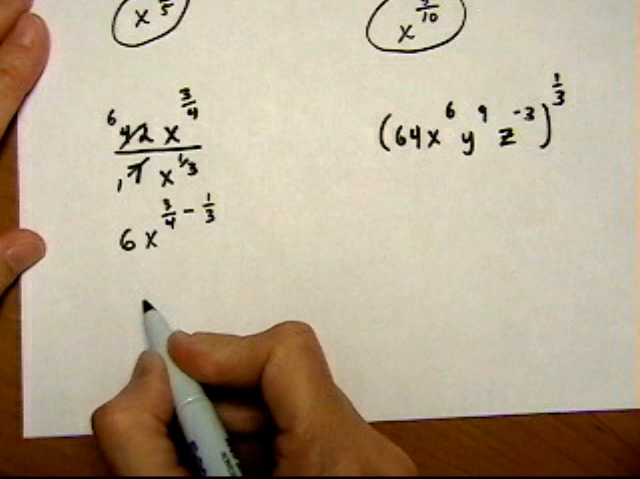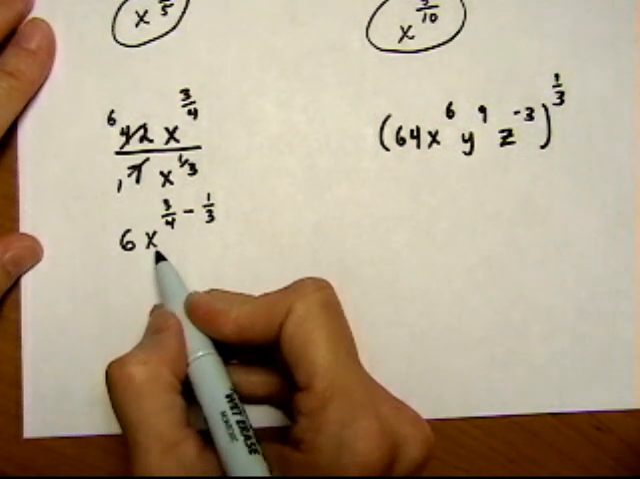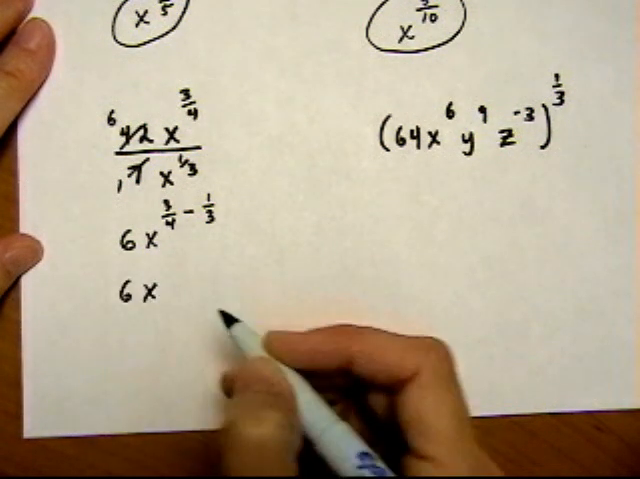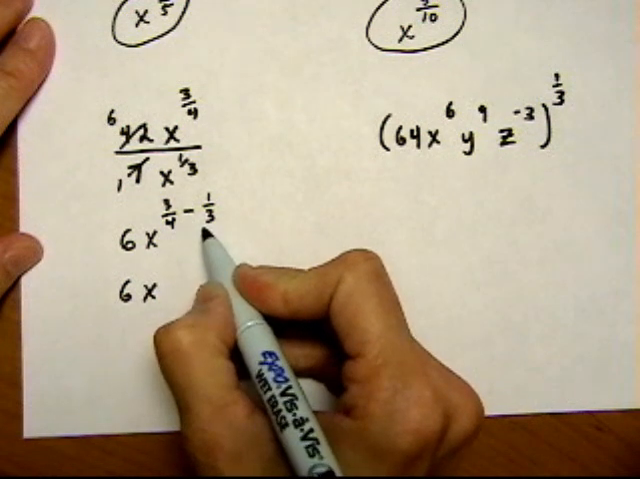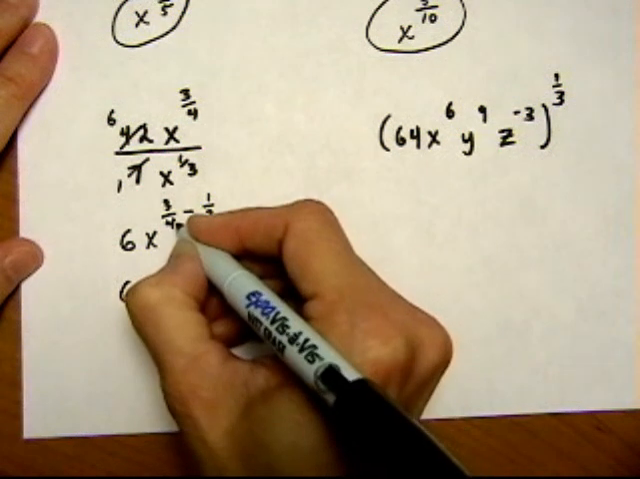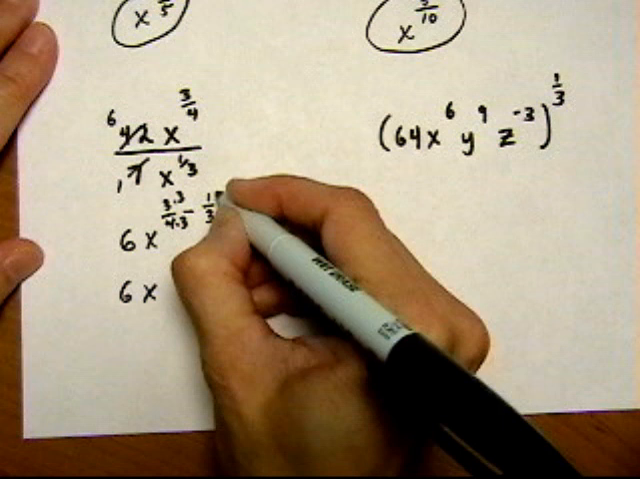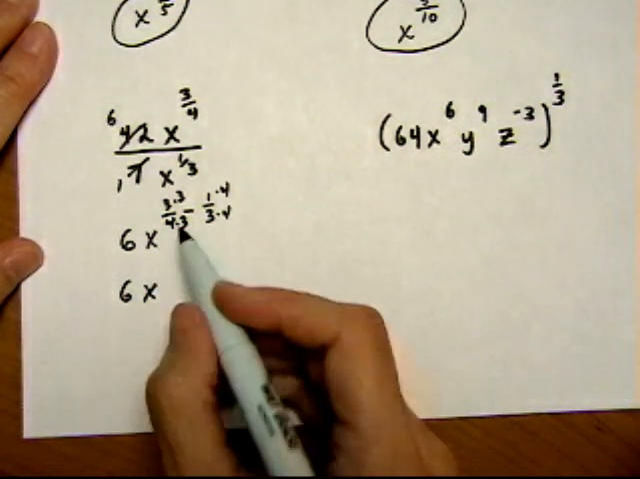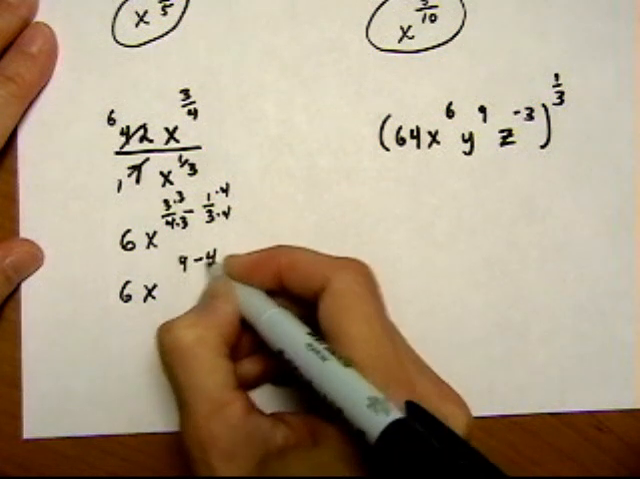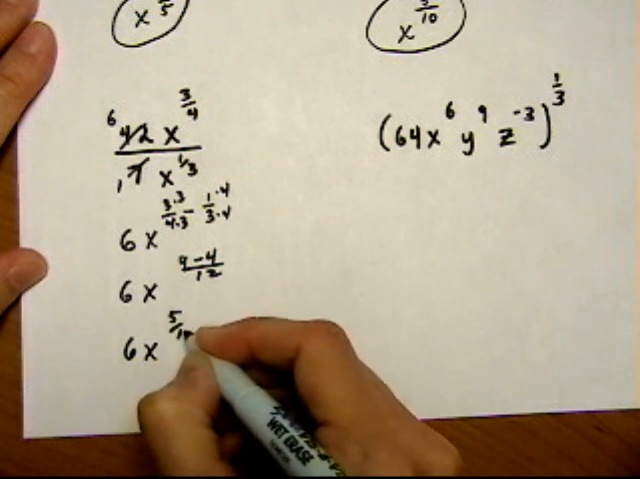And notice that we're not putting anything in the denominator here. We're going to leave the base in the numerator of our final expression. And that gives us 6x to the, and now we have subtraction of fractions, so we do have to worry about common denominators. So let's make the LCD 12, which means I need to multiply by 3 top and bottom for the first fraction and by 4 top and bottom for the second one, which gives us 9 minus 4 all over 12. And that comes down to 6x to the 5/12.